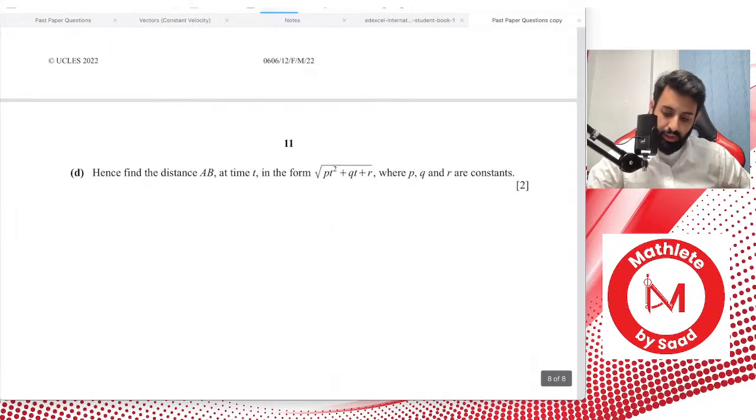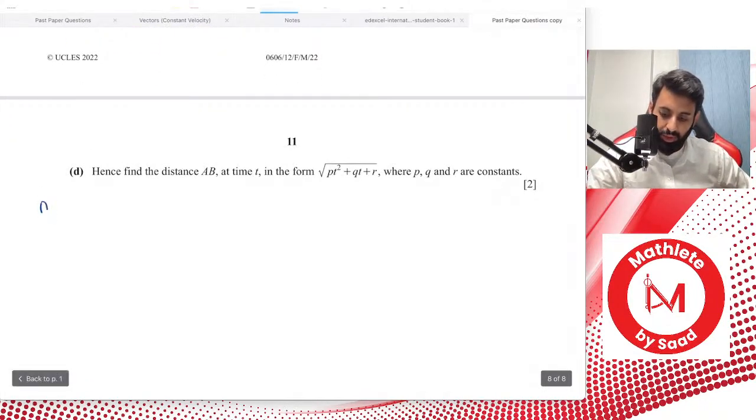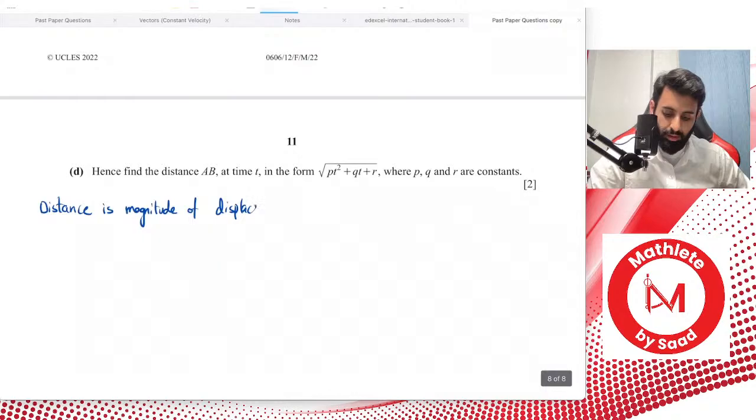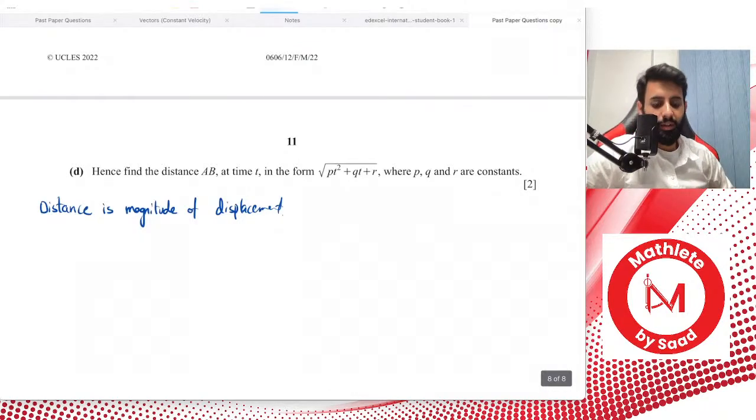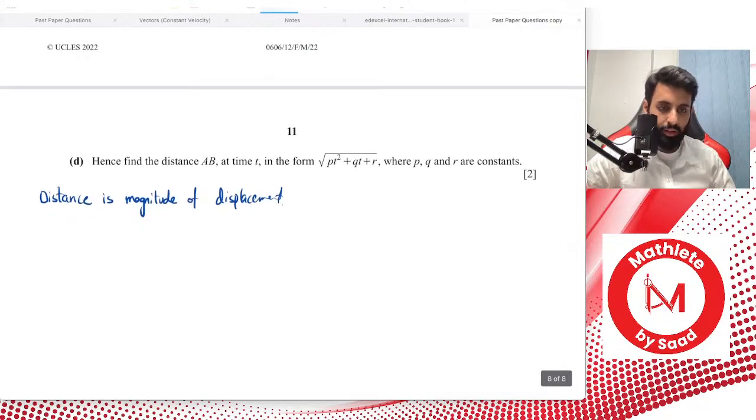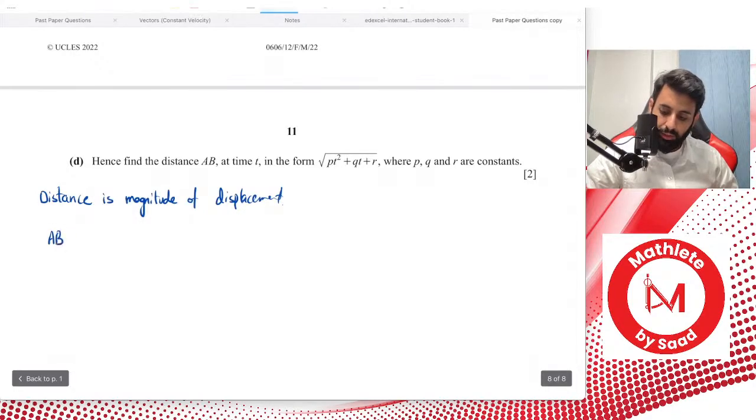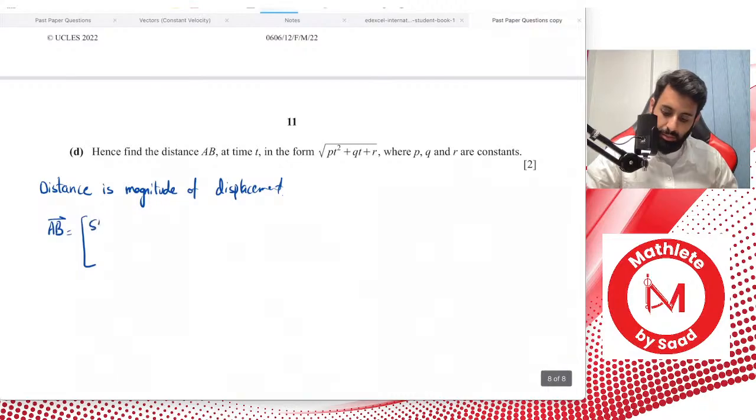Okay, now here's part D. So the last statement that I made was actually slightly incorrect. Distance is basically the magnitude of displacement. So if you're given the displacement vector, you can find out the magnitude and you will have distance. We have the displacement vector from A to B, that's 5t minus 1 over 2t plus 1.